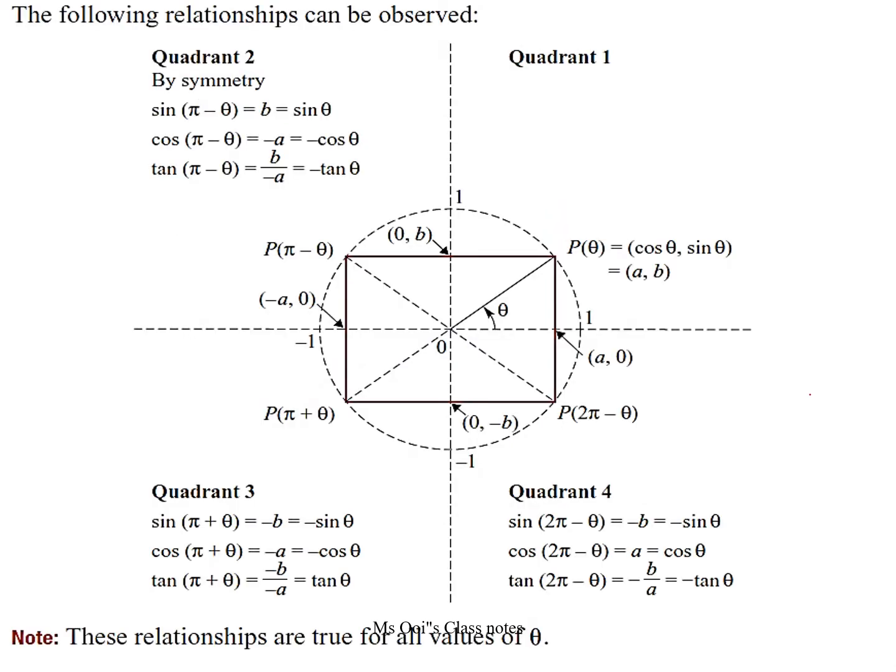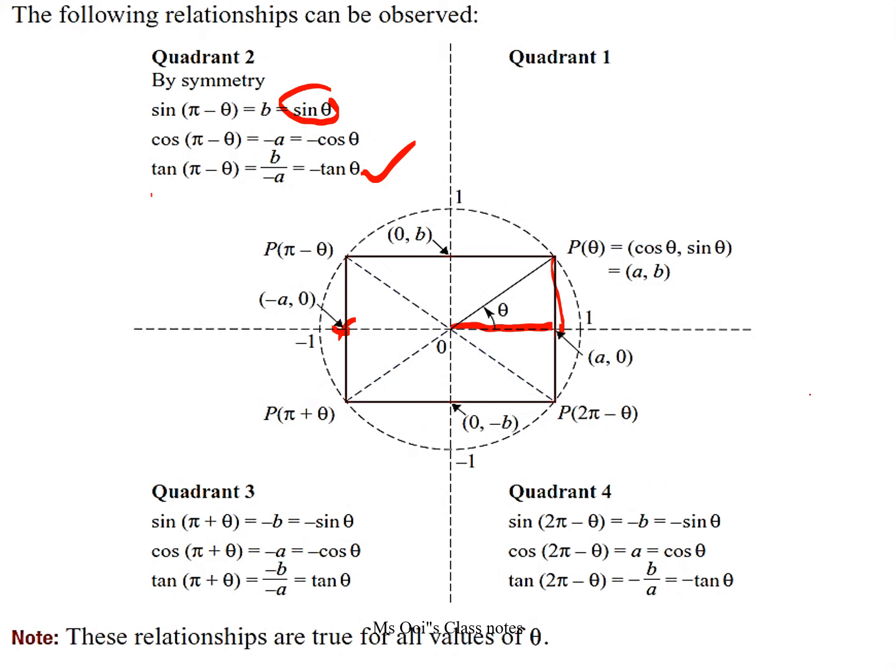Next, let's focus on each one of them. In the first quadrant, the coordinate is cos theta, sine theta. Let's say this is A, and the y coordinate is B. So on this side, that will be minus A here, and the y coordinate is still B. So sine of pi minus theta, the y coordinate, is B. Therefore, that equals sine theta. So sine of pi minus theta is the same as sine theta. Cosine of pi minus theta is negative A, so therefore negative cos theta. Tangent is basically just sine over cos, which gives you B over negative A. So that gives you negative tangent theta.